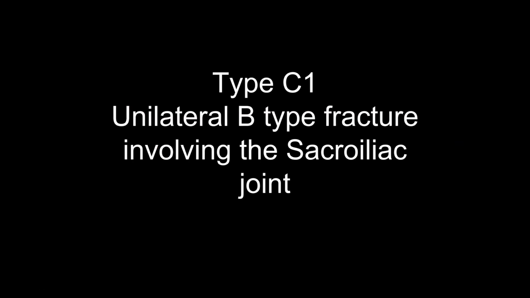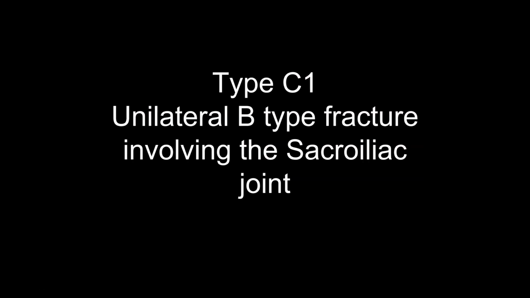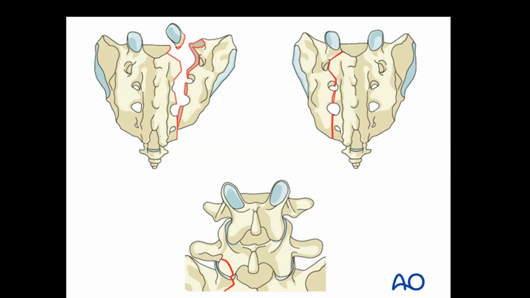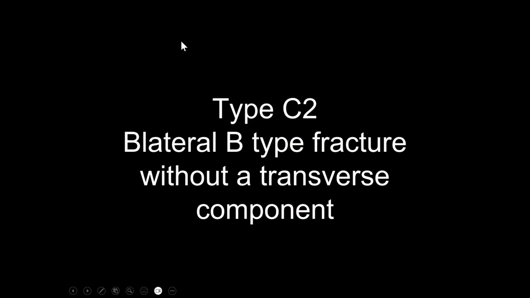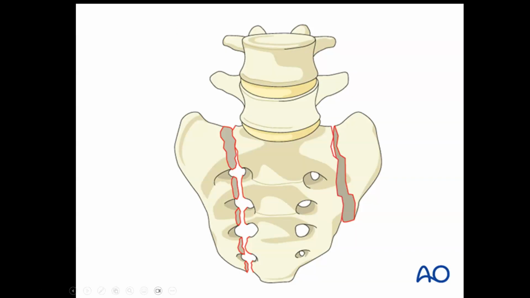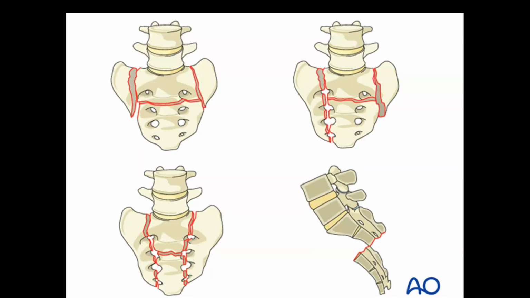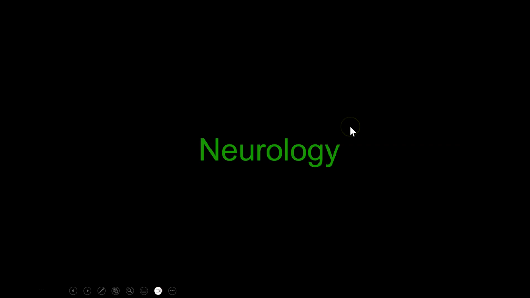Again, C0, non-displaced U-shaped fracture. C1, unilateral B fracture involving the sacroiliac joint. So it's no longer B, it's C, as it is involving the joint here. C2, bilateral B-type fracture without a transverse component. Shouldn't be involving the joints, but there is no transverse component. Type 3, displaced U fracture. When I say U, I have a transverse component, but it is displaced.